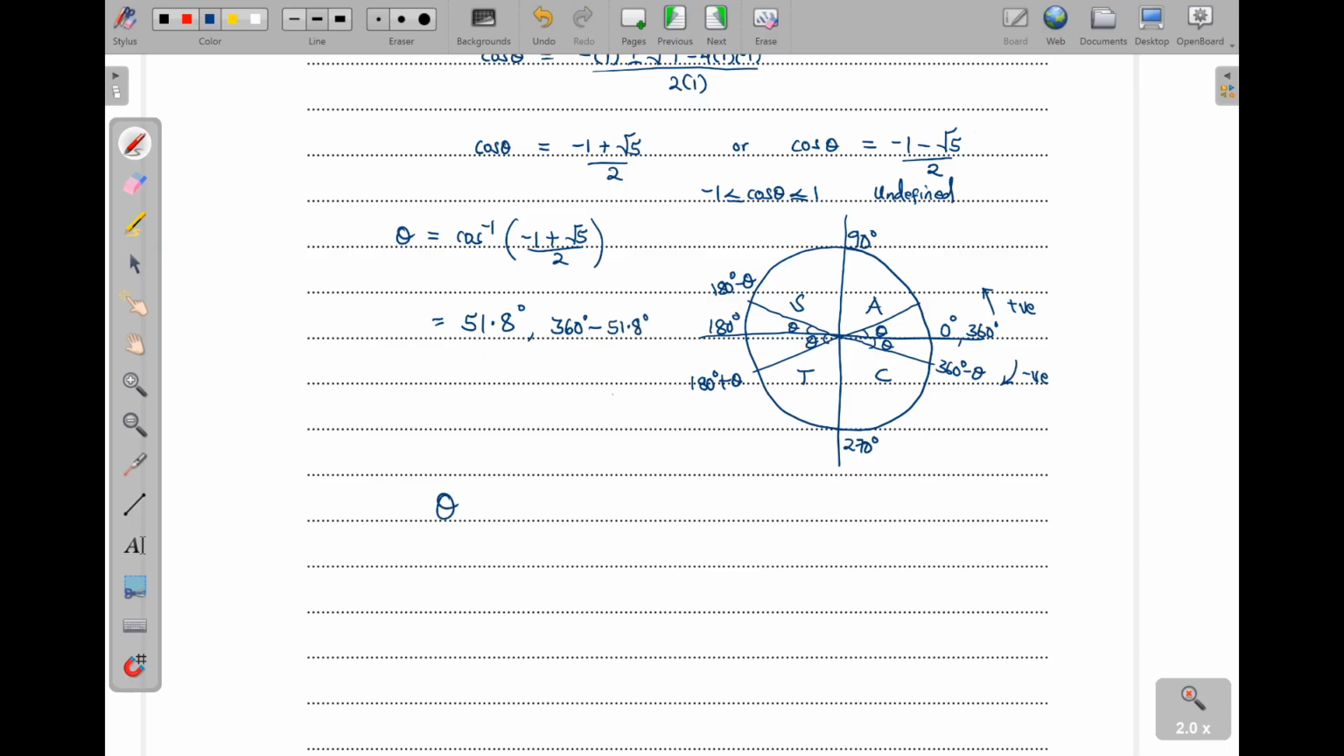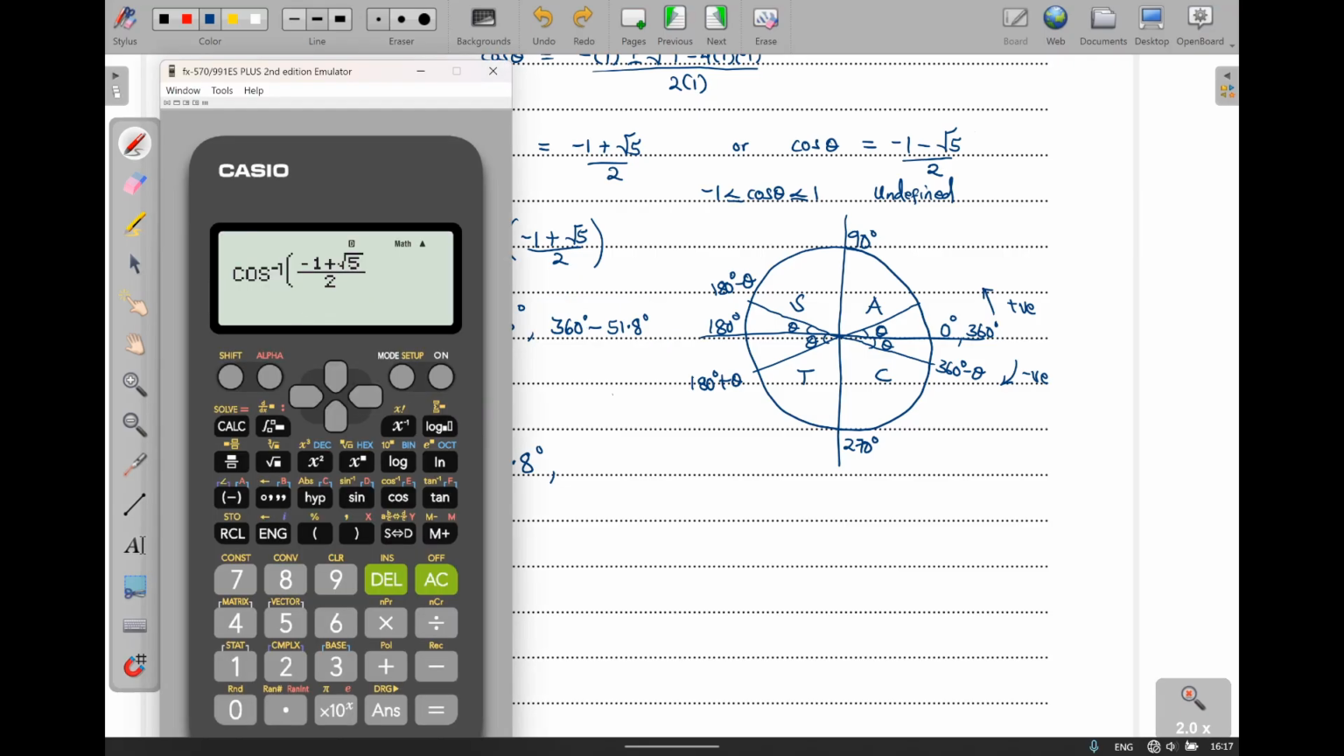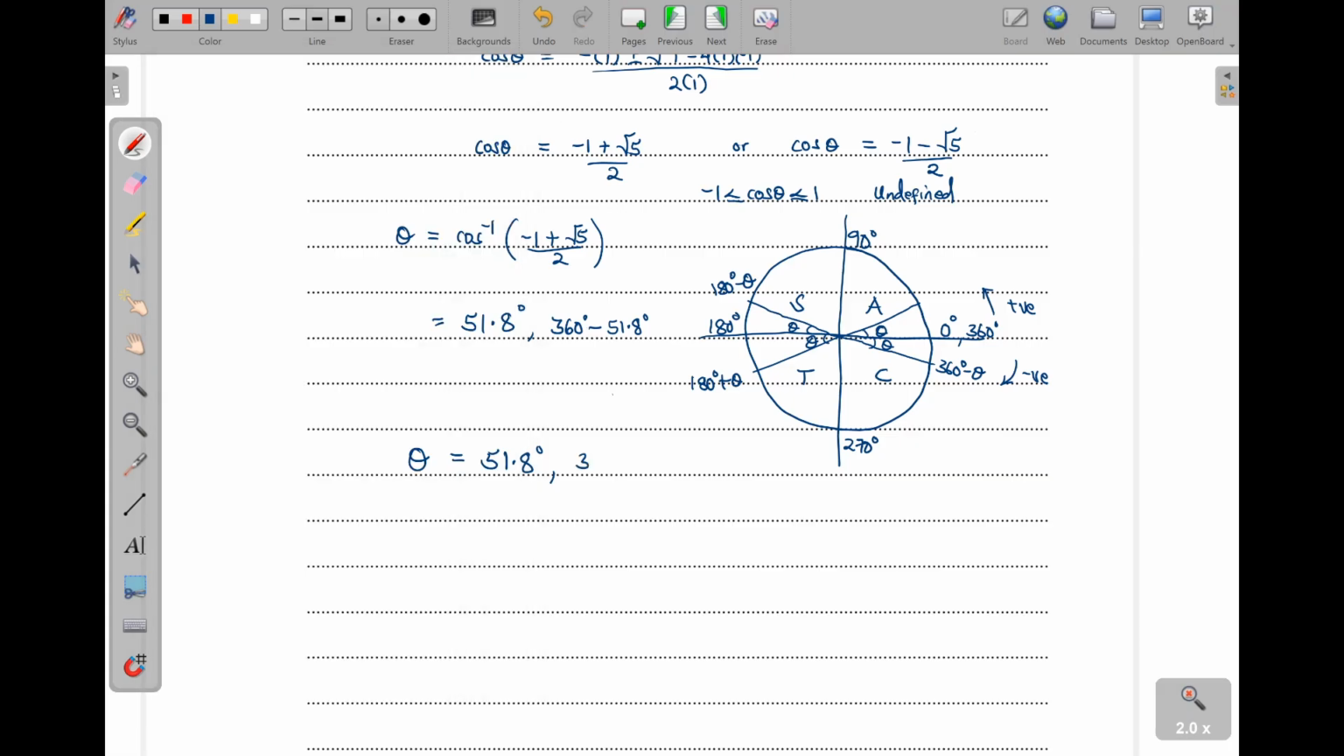So meaning that our theta is going to be equal to 51.8. And then when we subtract from 360, what do we get? So I will come here and I say 360 minus this, which is 308.2 degrees. All of these ones are to 1 decimal place. So these will be our answers here.